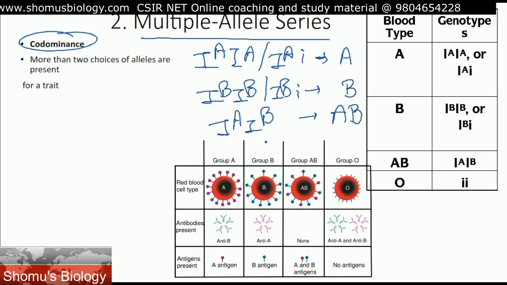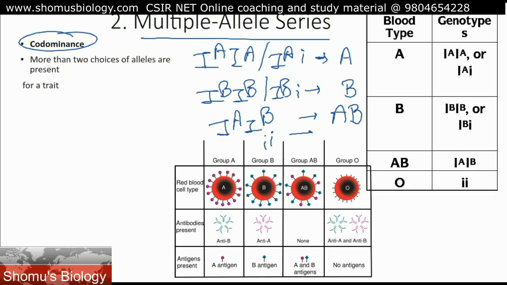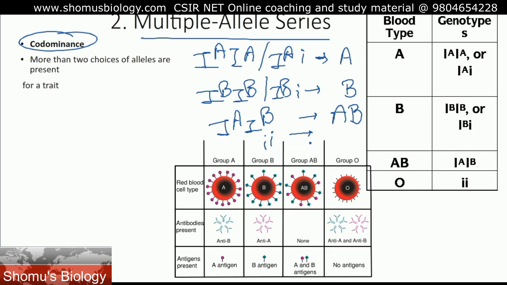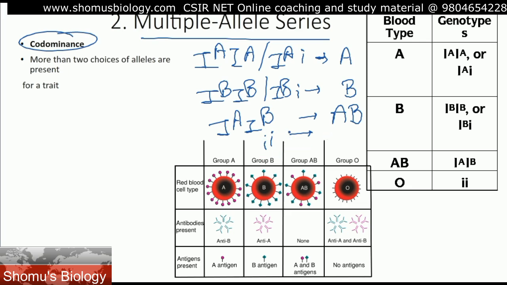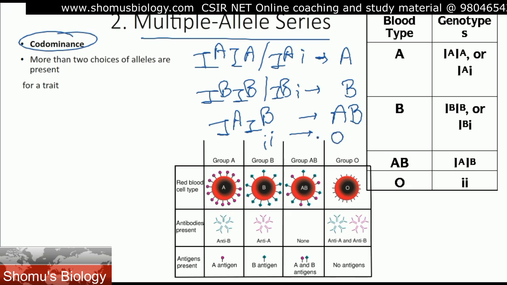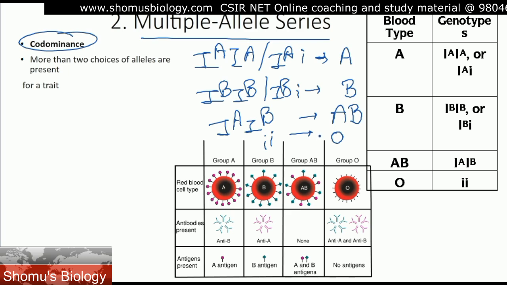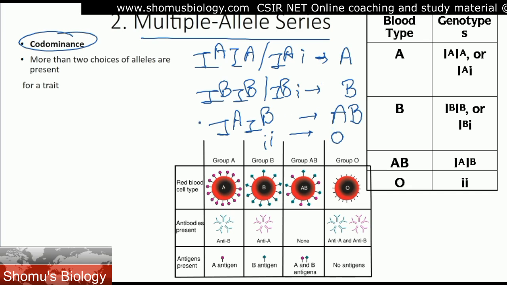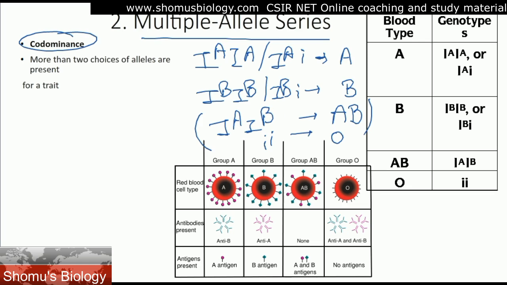And the fourth situation, where small i, small i, neither A nor B is present, causing the blood type to be O. Okay, so A, B, AB and O. Four different blood types. So see, the combinations of alleles can give rise to different phenotypes.